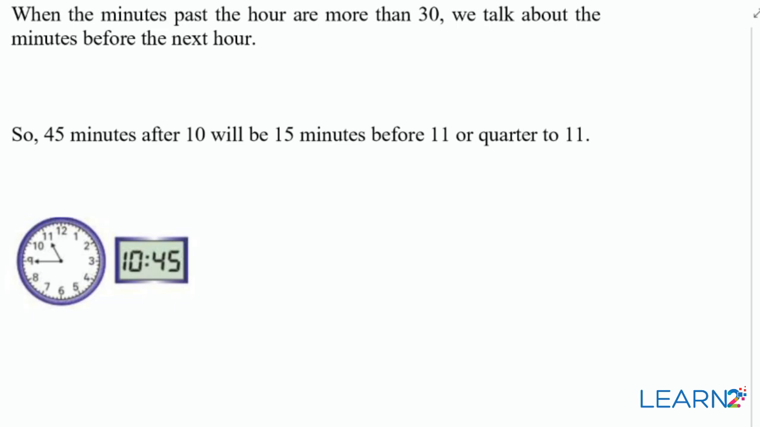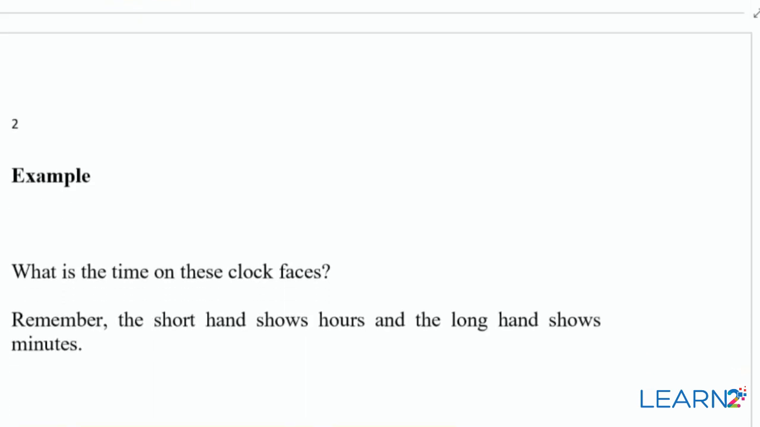So if you look at your clock, there it's over there, your small hand's pointing to the 11, and this is pointing to the 45, which means quarter to 11. And another way of saying that is 10:45. Okay, let's carry on a bit.